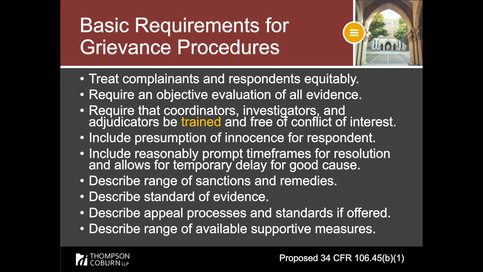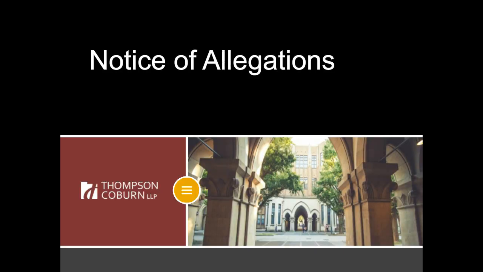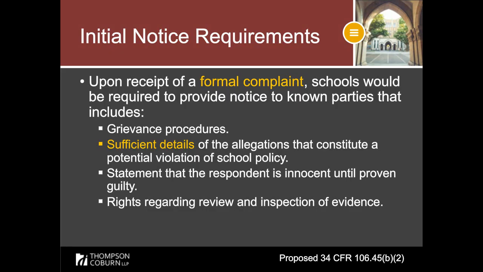So what do you have to include in the notice? Upon the receipt of that formal complaint, so it's in writing, it's been handed over, satisfies the requirements, it's a formal complaint, schools would be required to provide notice to known parties, so that would be complainant, respondent. You could have presumably multiple complainants or respondents, but to the known parties, that includes the grievance procedures, so your whole package, and sufficient details of the allegations that constitute a potential violation of school policy. The department unpacks in the preamble, I don't include it all here, but they have some language around what would constitute sufficient details, and it's robust, right? You've got to be specific about the allegations, date, time, place, that kind of thing.